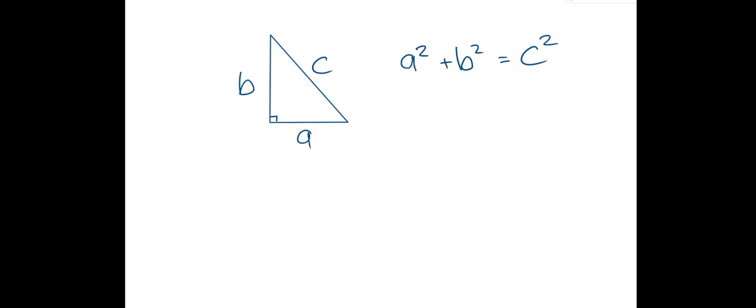Hopefully you're familiar with Pythagoras' theorem, which says that when we have a right angle triangle, this side, which is A, this side B, and the longest side, the hypotenuse side, being C, they're related using this formula. So this side squared plus this side squared equals this side squared.